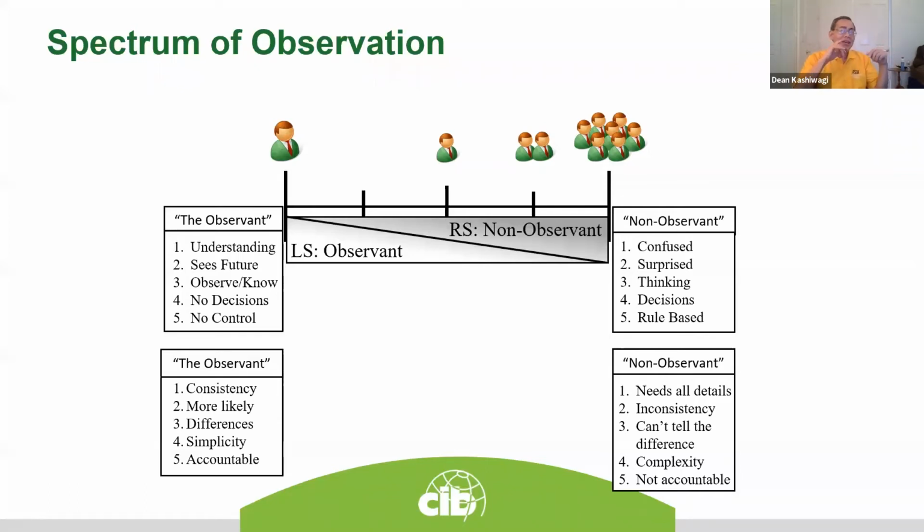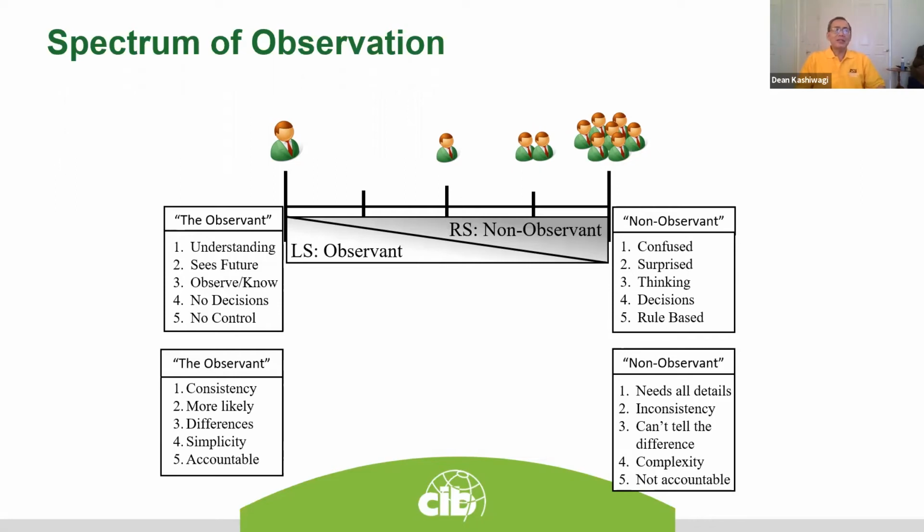But by observation, the majority of people in our society do not understand. They cannot see into the future. So they have to think more. They have to make more decisions. They try to make rules for everything that they can follow, just like we do in engineering. They need more details. Project to project is inconsistent because they really can't tell the difference.